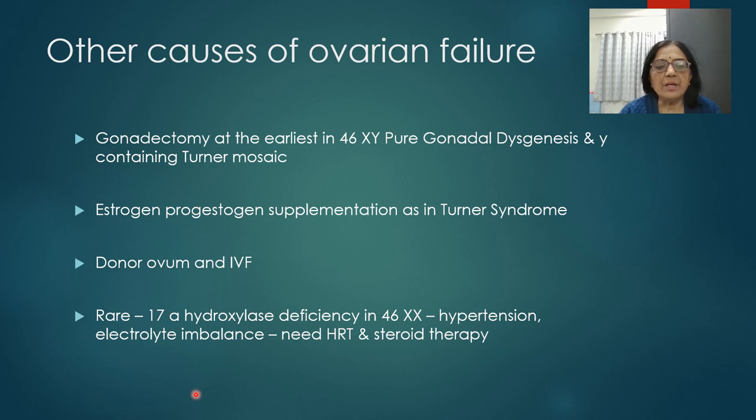Now, whenever there is a hypergonadotropic hypogonadism, as we have seen last class only, FSH is more and estrogen is less. A rare condition which can be there is 17 alpha hydroxylase deficiency whenever the chromosomal pattern is normal, 46XX. And a girl presents with hypertension or electrolyte imbalance, which can even be life-threatening. These girls also, along with steroid therapy, do need hormone replacement therapy.